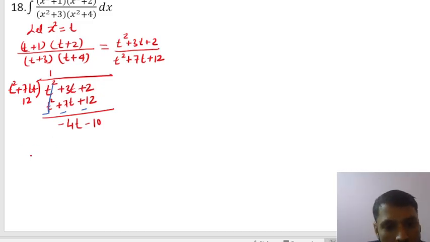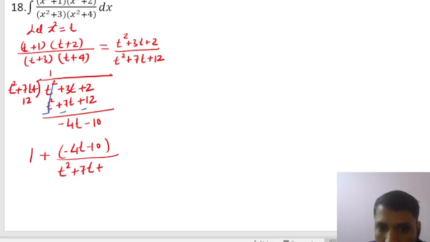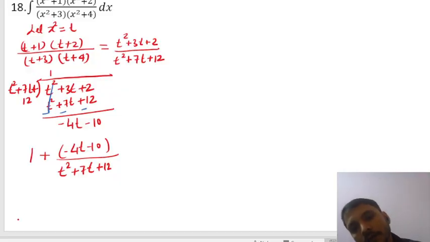Once again, this thing we will write just in the form of the divisor. Here we can write this I is equal to t plus 1 into t plus 2, by this thing we can write as 1, and then plus minus 4t minus 10, and divided by what? So divided by t square plus 7t plus 12, right? Like this we can write. But here we have to replace our t with the x, right?